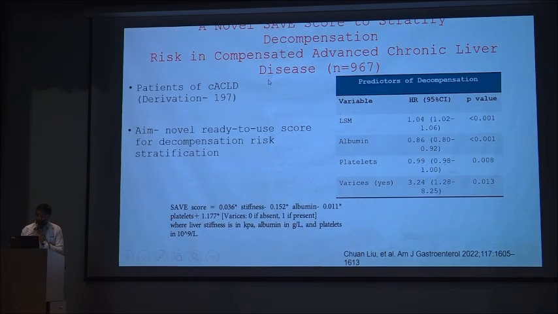This novel score combines the liver stiffness as well as the lab variables. In this multi-center trial, even ILBS was one of the centers, and a derivation cohort of around 197 patients. The aim was to study a ready-to-use score for decompensation risk stratification. The predictors for decompensation were liver stiffness, albumin, varices, presence or absence, and platelet count.